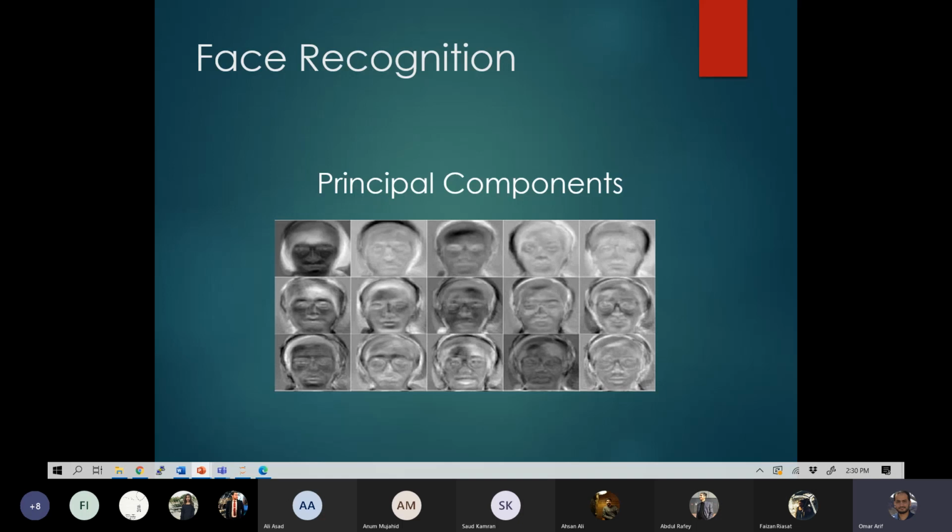And you can also plot those principal components, and here the top 15 have been plotted, and you can see the different principal components. They give different emphasis or different features of your face, and then you can see in which direction the top principal component is, or which feature it is emphasizing, and so on.